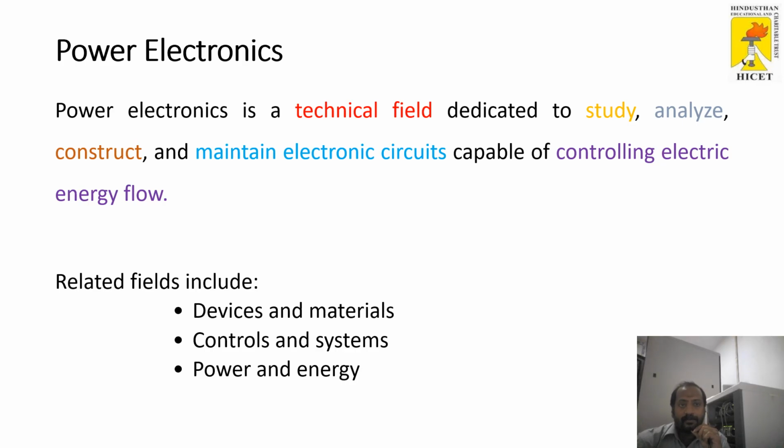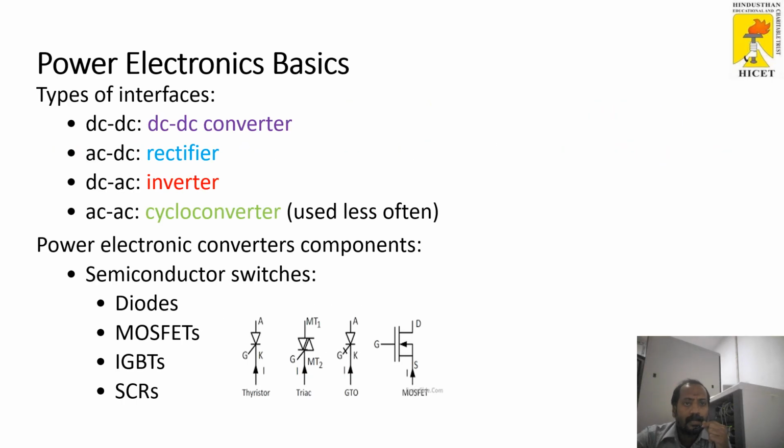Moreover, power electronics refers to the interdisciplinary subject with electrical engineering that deals with the design, control and conversion of power in its electric form. This related field includes devices and materials, control and systems, and even power and energy. Power electronics refers to the process of controlling the flow of current and voltage and converting it into a form that is suitable for user loads.